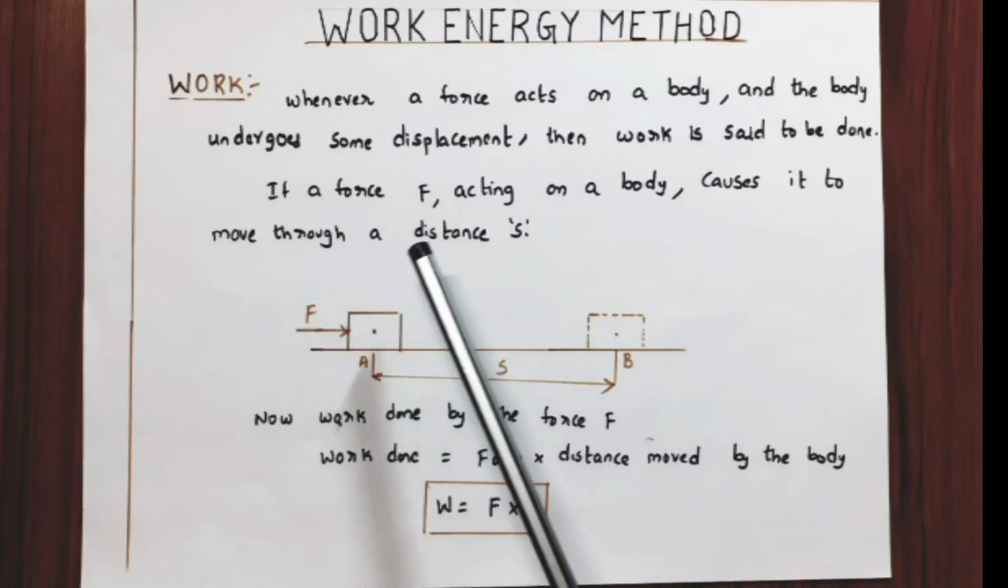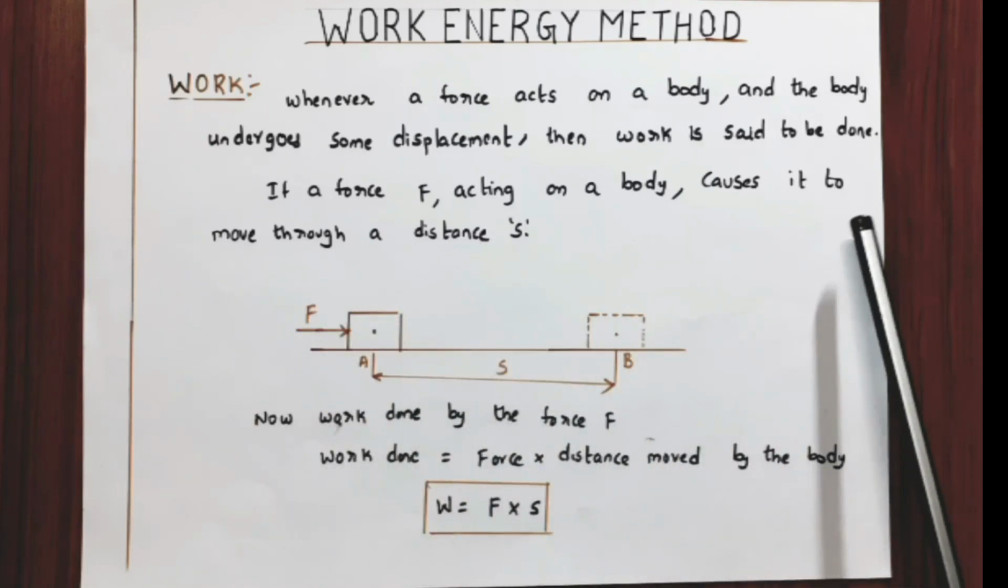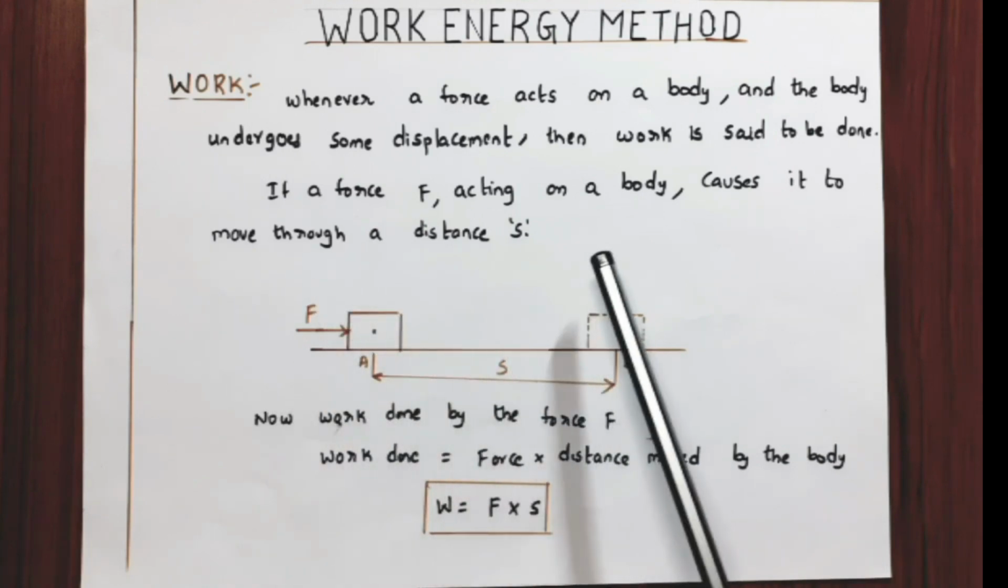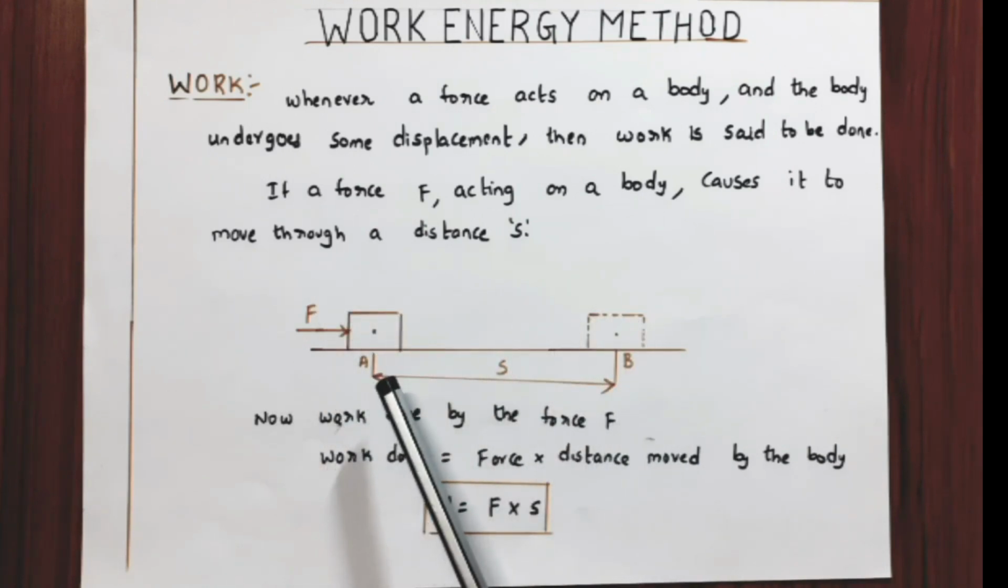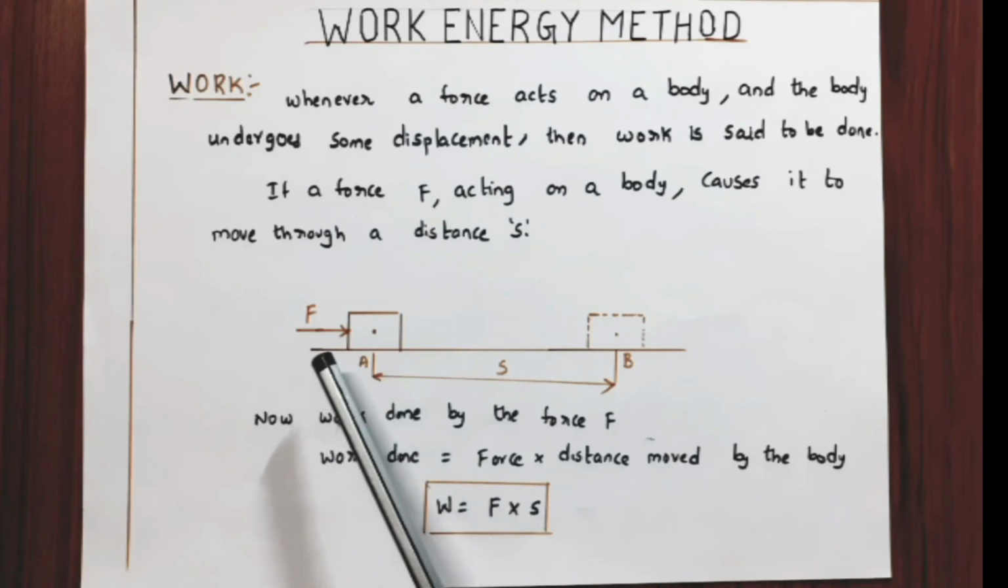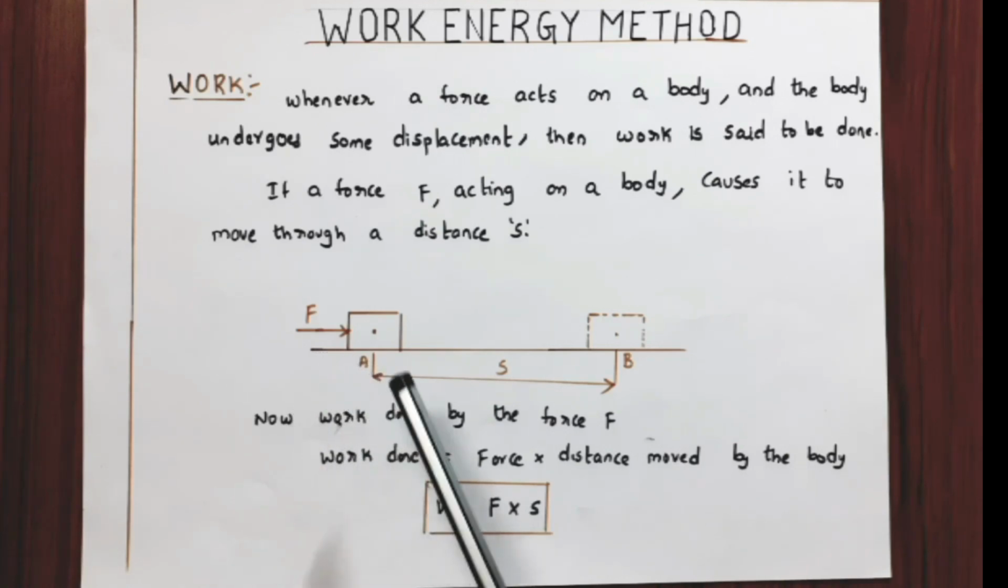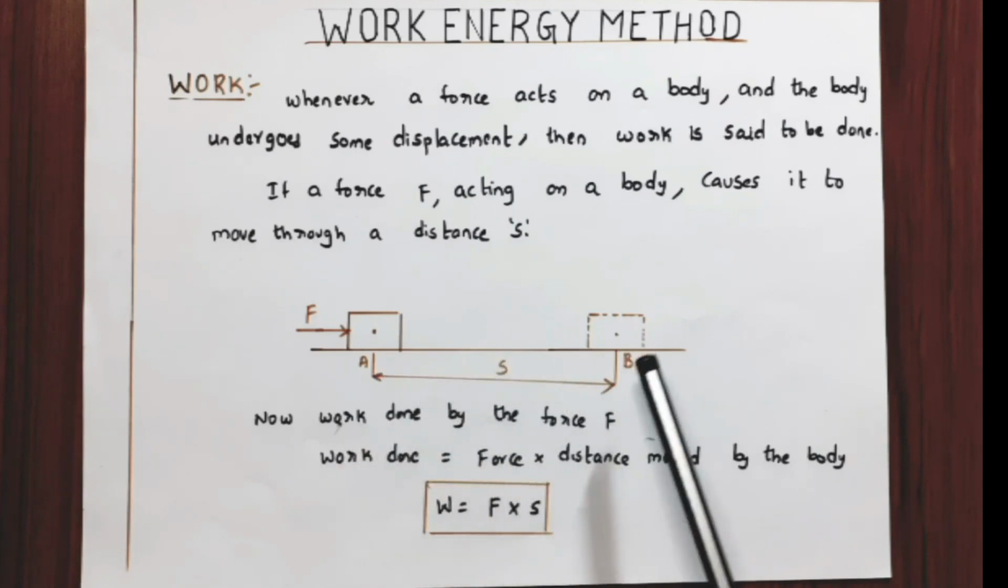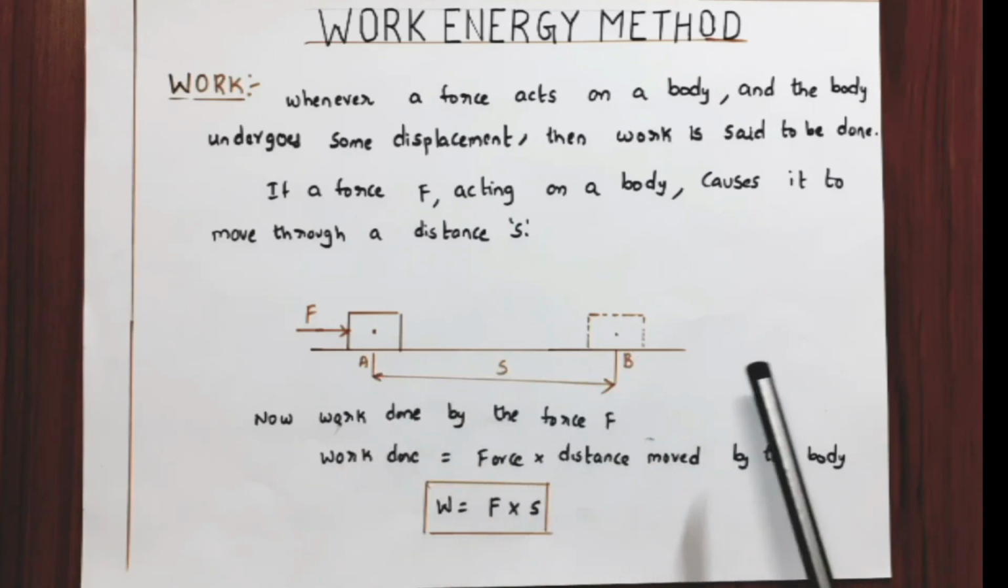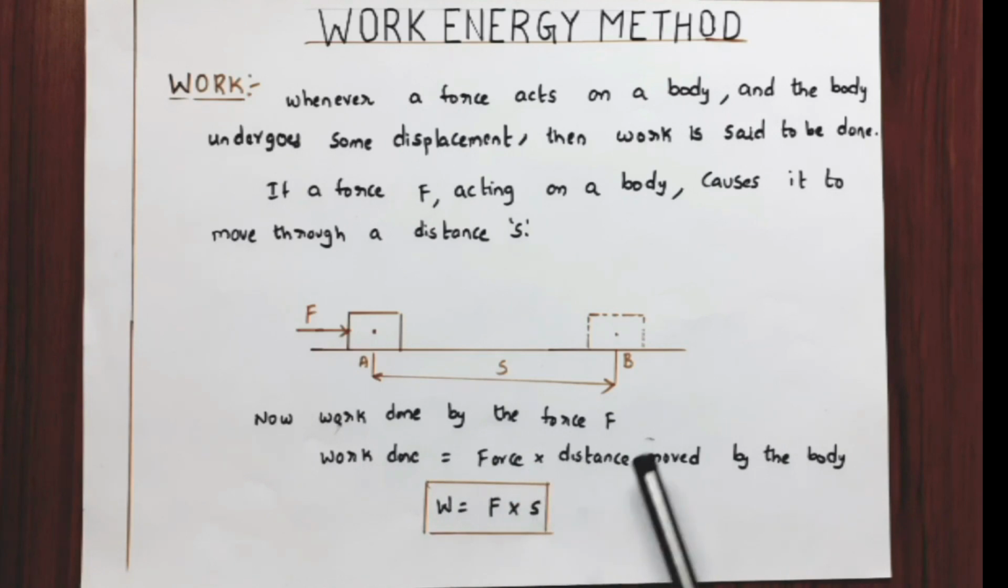If a force F acting on a body causes it to move through a distance S. Let us consider a body, the position of the body at A. I apply a force F on the body. Now the body is moved some distance X. The new position is point B. Now work done by the force F is equal to force into distance moved by the body. So W, the work done, is equal to force into displacement. W equal to F into S.